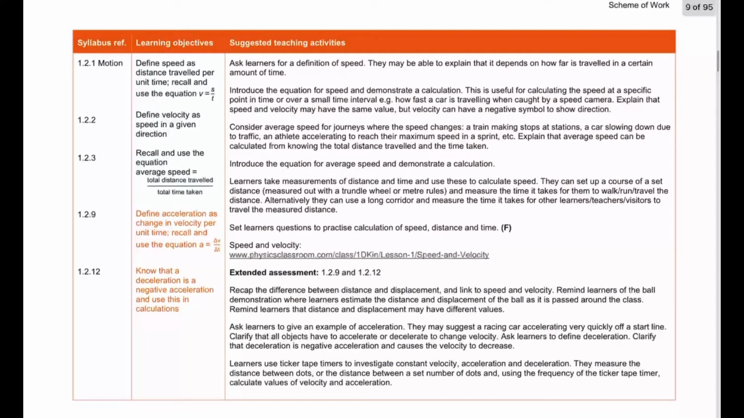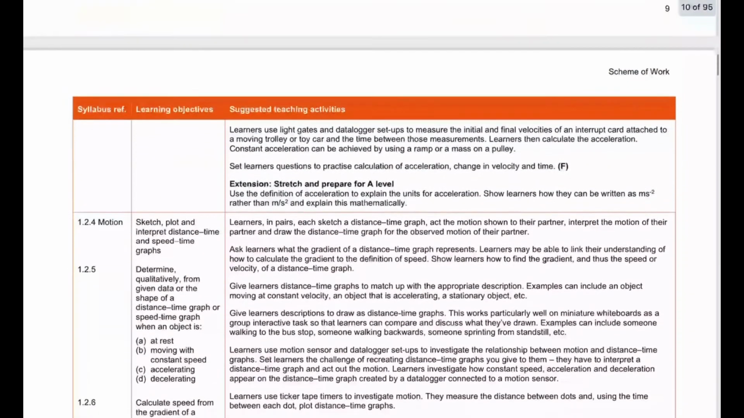Key concept 1.2.1, motion. Learning objectives. Define speed as distance traveled per unit time. Recall and use the equation v = s/t. Define velocity as speed in a given direction. Recall and use the equation average speed = total distance / total time taken. Define acceleration as change in velocity per unit time. Recall and use the equation a = Δv/Δt. Note that a deceleration is a negative acceleration and use this in calculations.